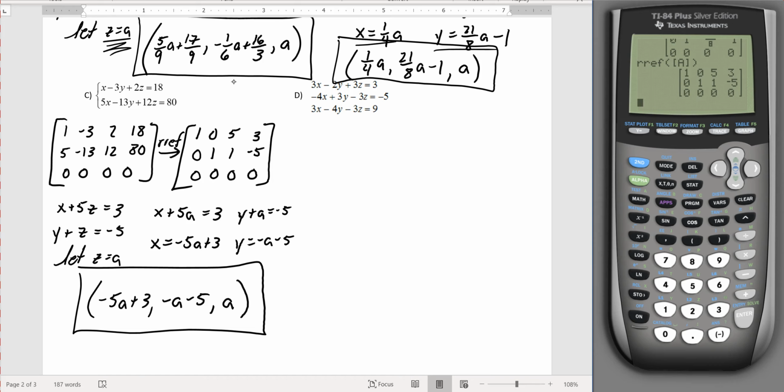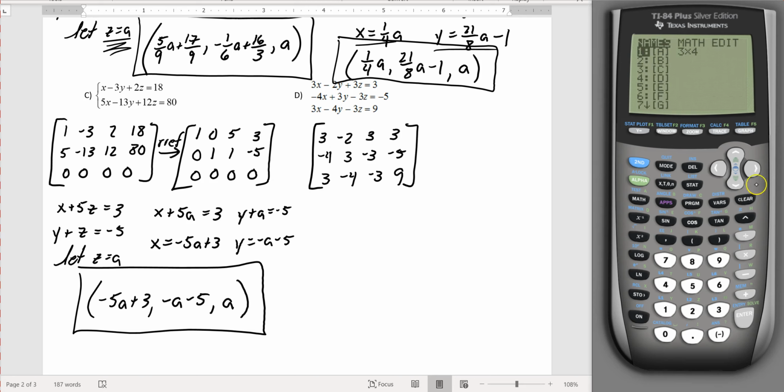Let's do letter D here. So this one, 3 by 3, so 3 by 4, I guess, but we have 3 equations and 3 variables. So 3, -2, 3, 3, -4, 3, -3, -5, 3, -4, -3, 9. Alright, let's RREF this guy.